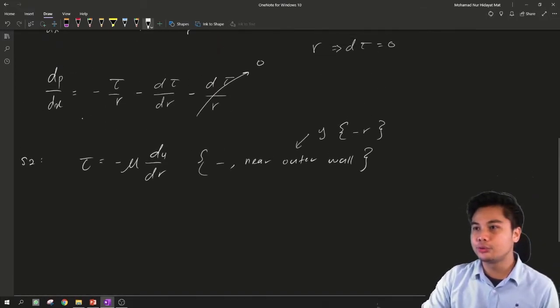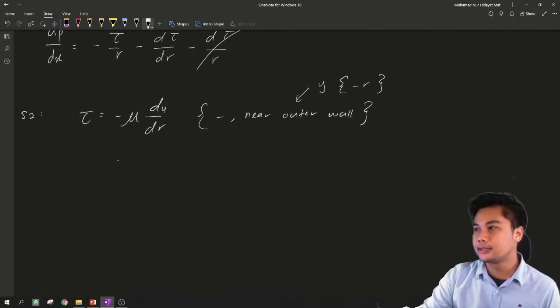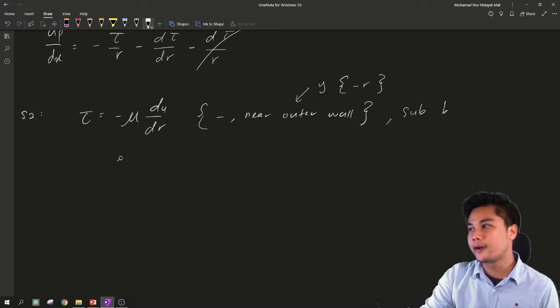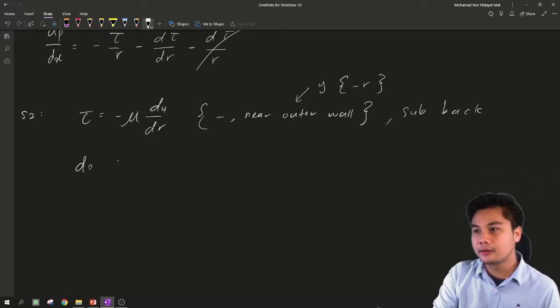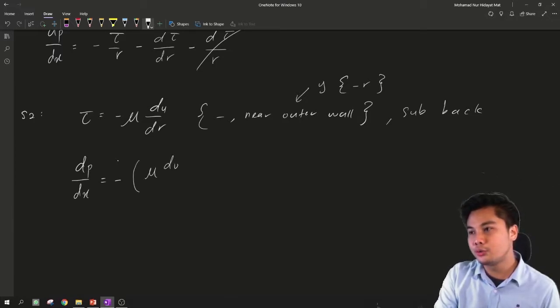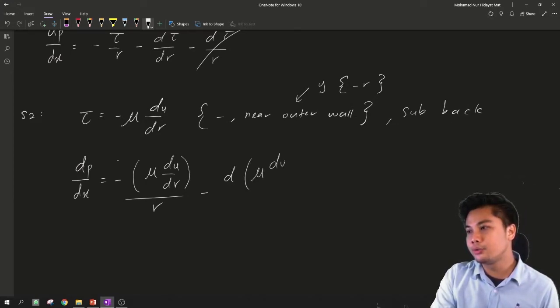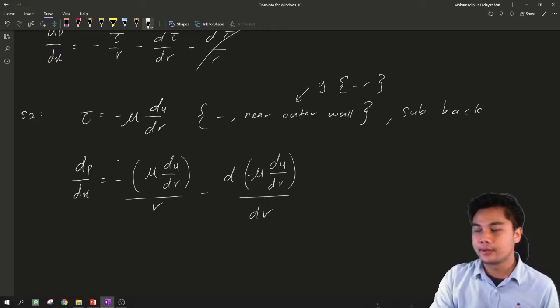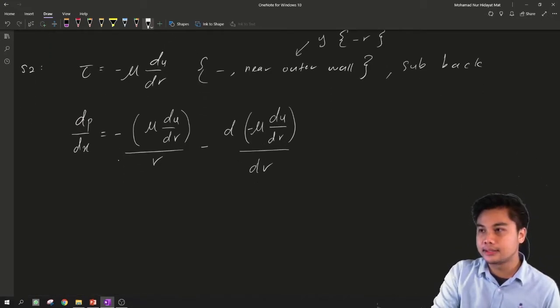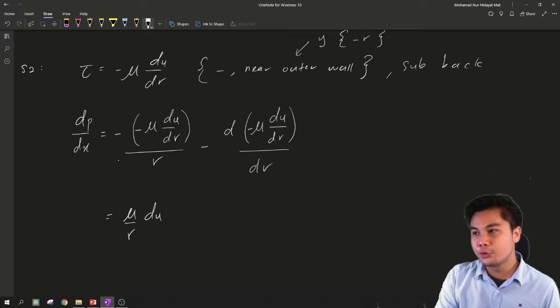So substitute into this equation. Substitute back, where dp over dx equal to negative tau, just substitute mu du over dr over r, minus d tau again, mu du over dr, over dr. And then you will find out that negative, negative, positive, mu over r du over dr. This is positive.